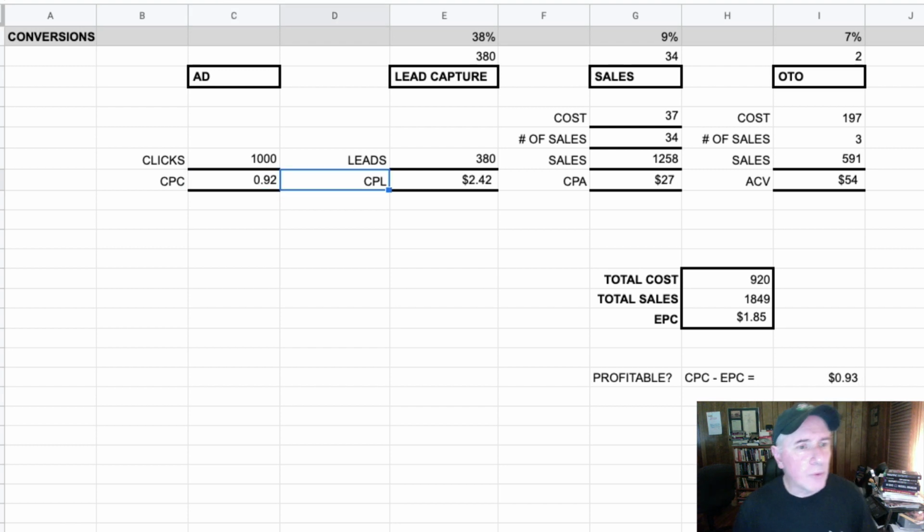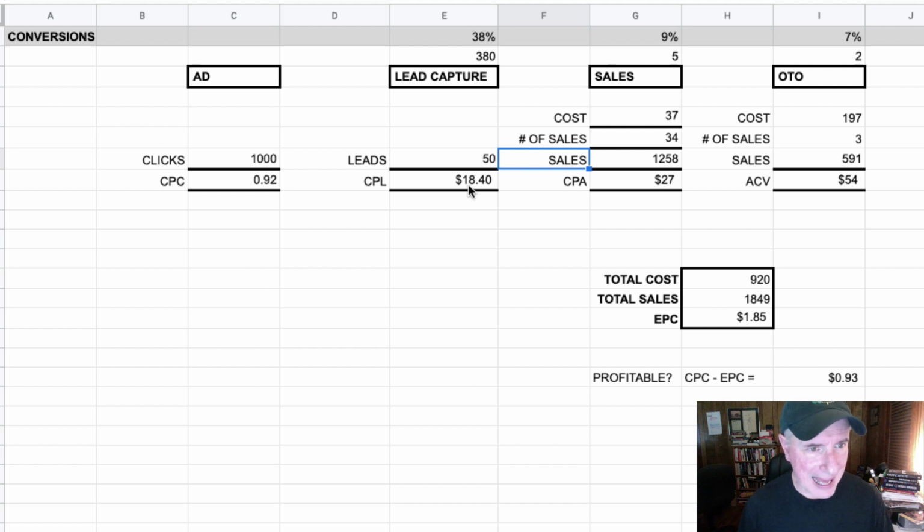So let's say that instead of changing the cost per click, the ad is fine. But what happens if there's something wrong with your landing page, let's say, and people aren't converting? Instead of a 38% conversion rate, which would be 380, let's say you only have 100 or even 50 leads, which is pretty low. So look at your cost per lead.